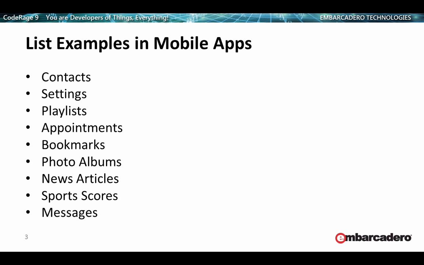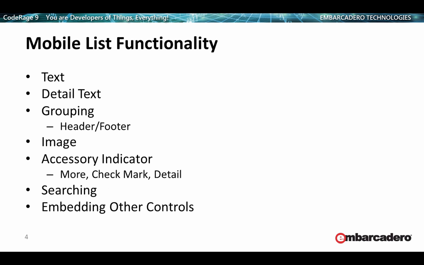So let's dig into some of the capabilities that we expect when we're talking about a mobile list. For example, you have to have the text, that's a given, but it's very common to also have some detailed text associated with that. Now where that text is varies, depending on the control. It might be underneath the main text item, it may be centered in the display, aligned to the right, it doesn't really matter.